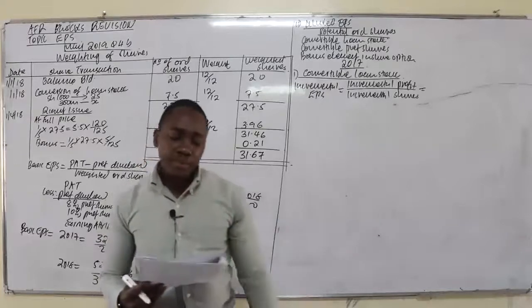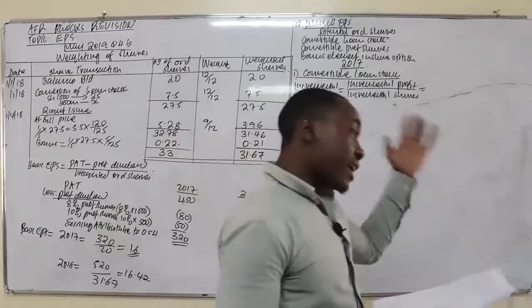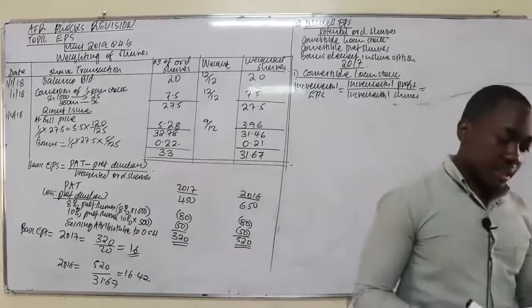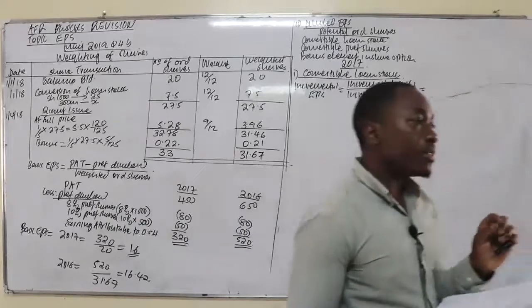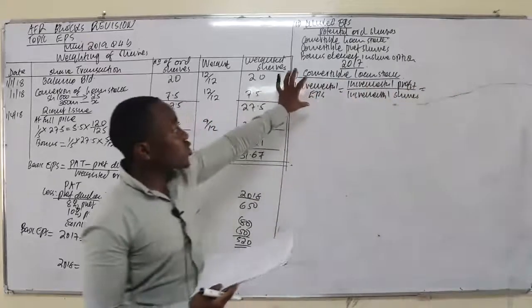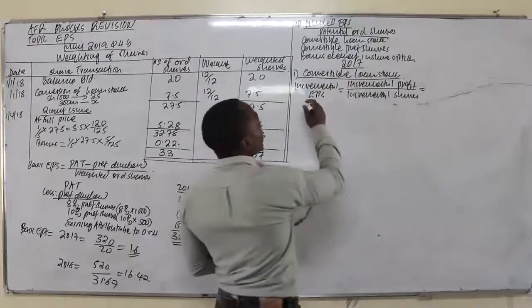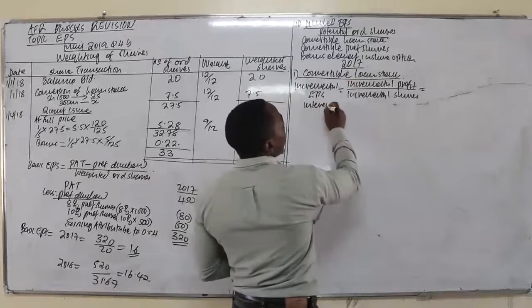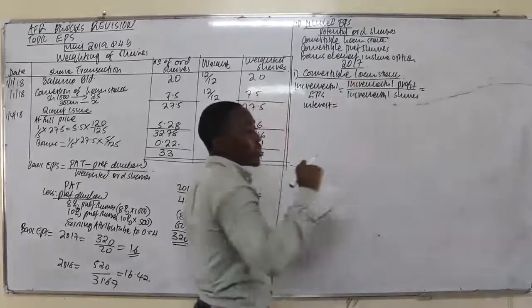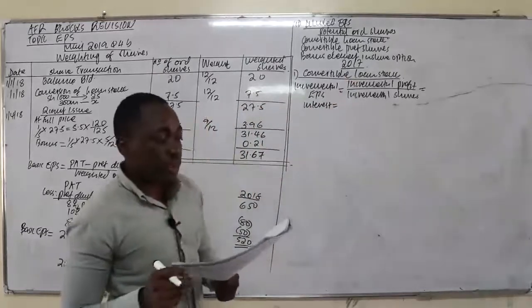Can you engage your fingers? From 1st July to December, 6 months. Are we together? So that means they're entitled to an interest. You see, it was issued during the year 2017, so you'll have to wait that. So that means incremental profit in this case will be the interest payable to them. And remember, you said that interest on the debt is always allowable for tax.